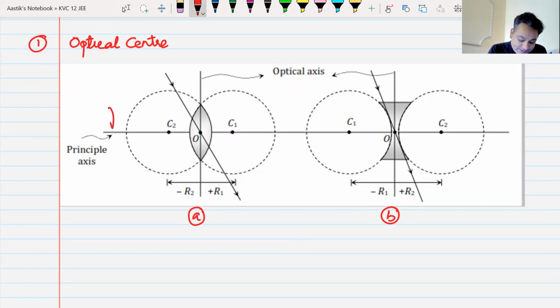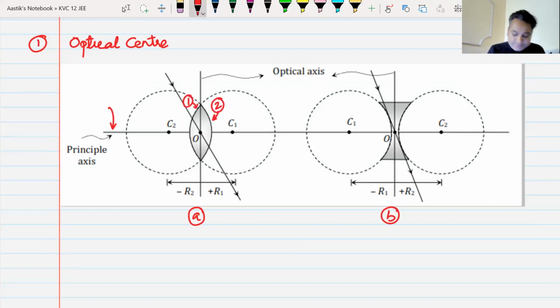Do you see this principal axis? Remember, there was a principal axis in your mirrors. Every reflecting surface was part of a sphere. Similarly, every refracting surface is also a part of a sphere. You can see here two refracting surfaces. If I call this number 1, this becomes number 2.